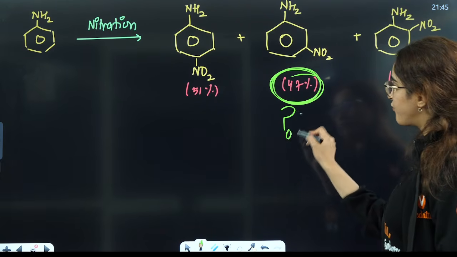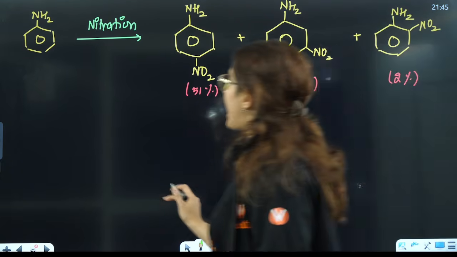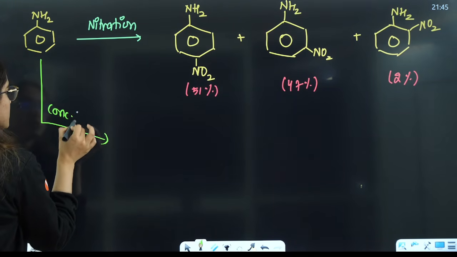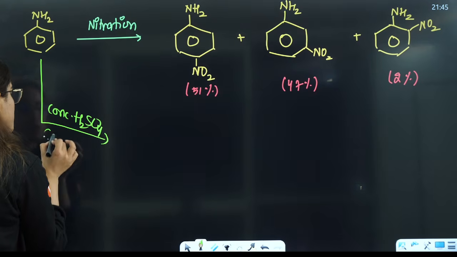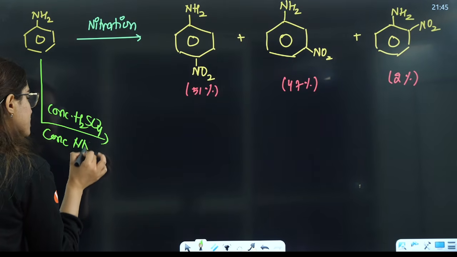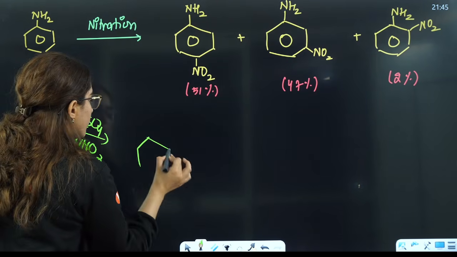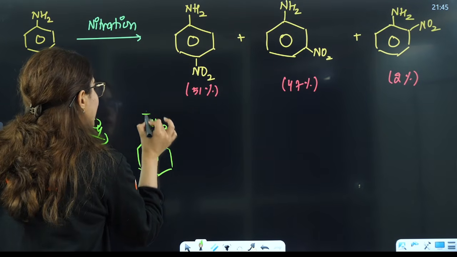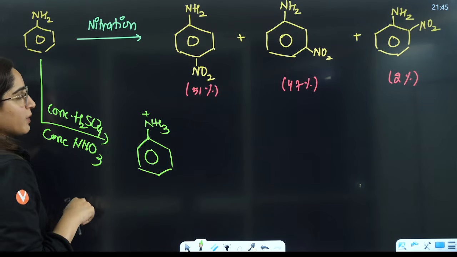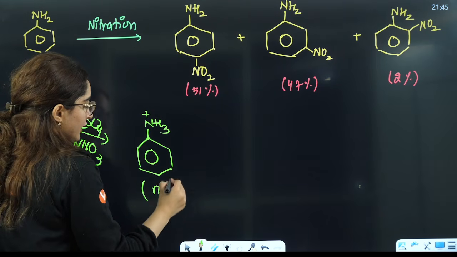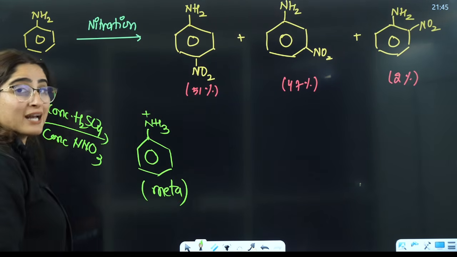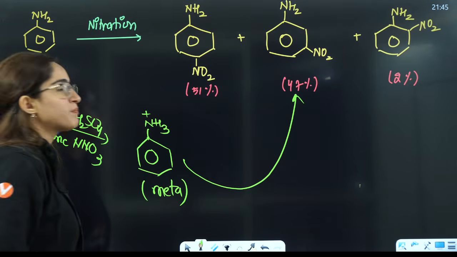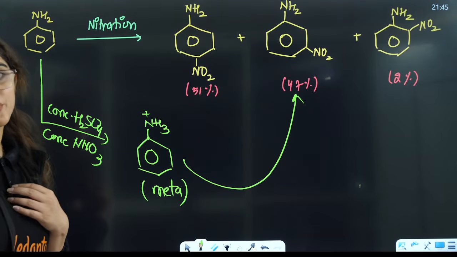The question is why? The answer is that because here, due to the acidic conditions of H2SO4 and HNO3, this is converted to anilinium ion, that is this. And this anilinium ion is actually meta-directing, because on benzene you have a group that is positive charge, and that is the reason it gives you 47% of meta product.